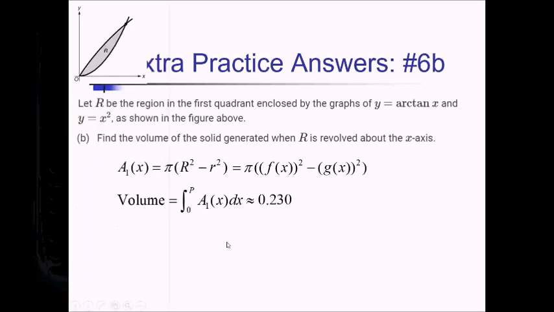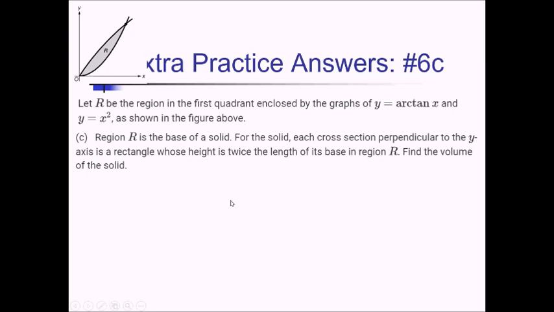There we go. For the final boss battle on this free response, they're telling us that region R is now the base of a solid, and for the solid, each cross-section perpendicular to the y-axis is a rectangle whose height is twice the length of its base in region R. Find the volume. So essentially, we have these rectangles popping out of this bounded region in a three-dimensional fashion, and these rectangles are perpendicular to the y-axis. So I'm going to have to integrate with respect to y on this problem.